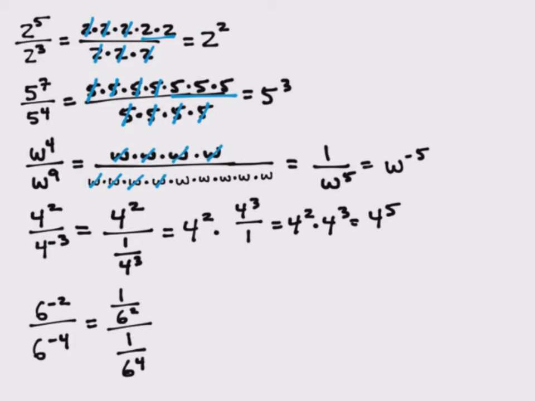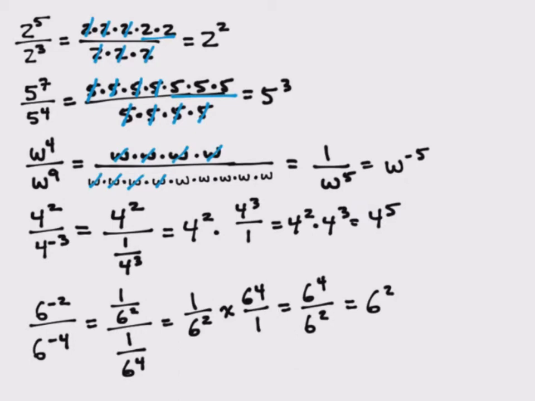We know how to divide fractions. If you're dividing by a fraction, instead, you're going to multiply by the reciprocal. And what do we end up with? We end up with 6 to the fourth over 6 squared. And I bet you already know what this is going to be. We don't even have to write it out. This is going to end up being 6 squared.